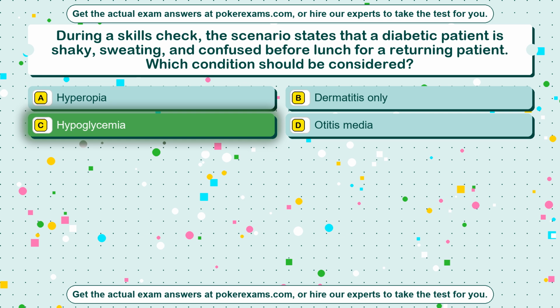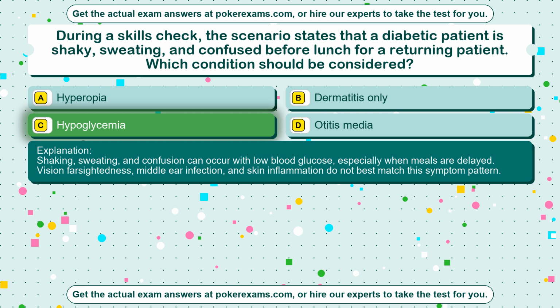Hypoglycemia. Shaking, sweating, and confusion can occur with low blood glucose, especially when meals are delayed. Vision farsightedness, middle ear infection, and skin inflammation do not best match this symptom pattern.